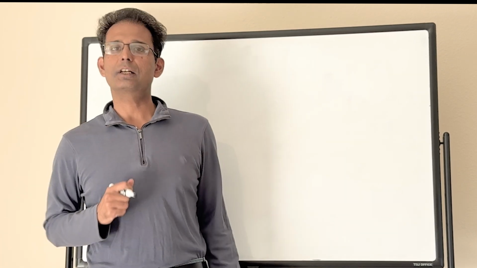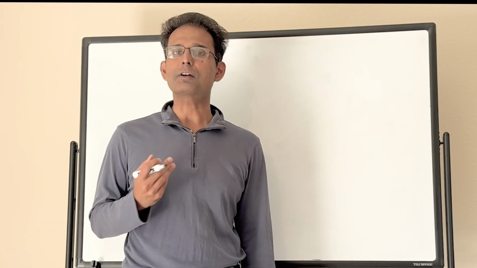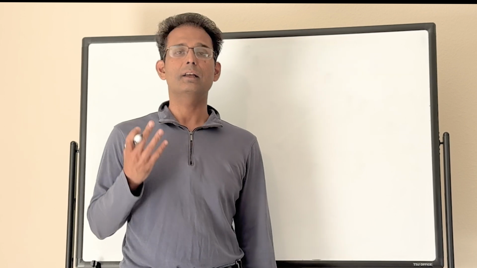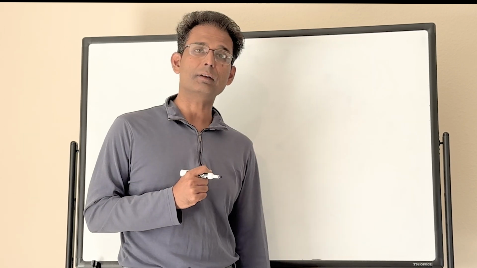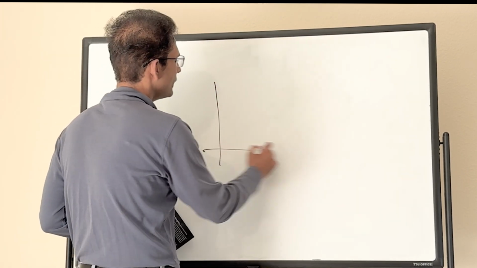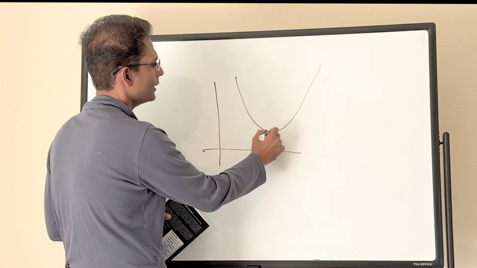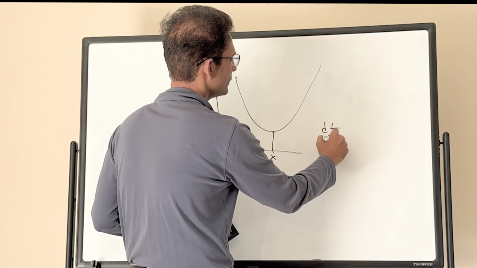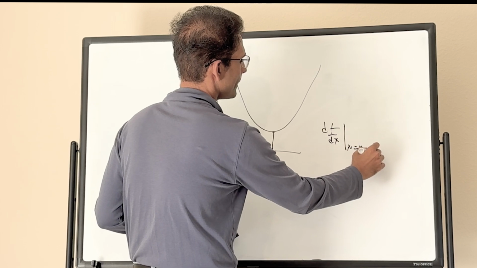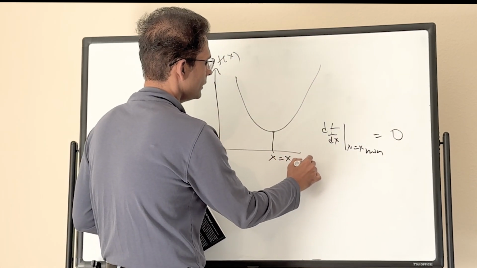Since it deals with the minimum, why not start by talking about the minimum of a function? How do you understand that the function has reached a minimum at a certain value of x? We know from ordinary calculus that if a function has a minimum at a certain value of x, the derivative of the function at that value is equal to 0, right? Let's say this is x equal to x min.